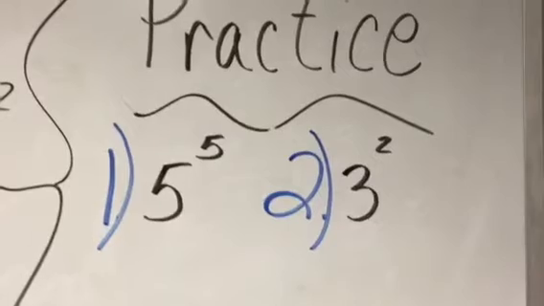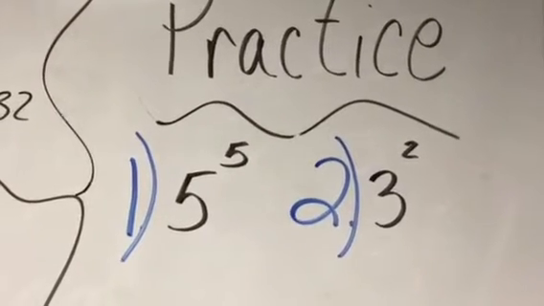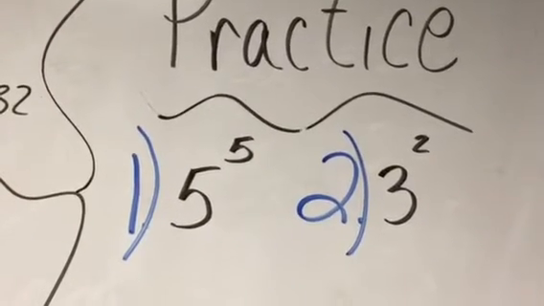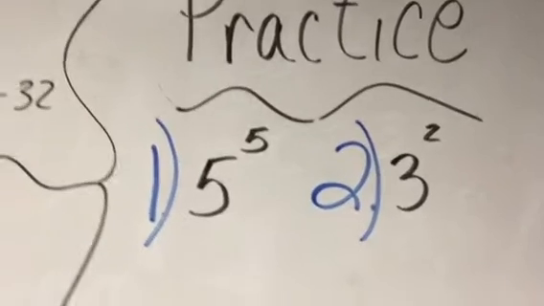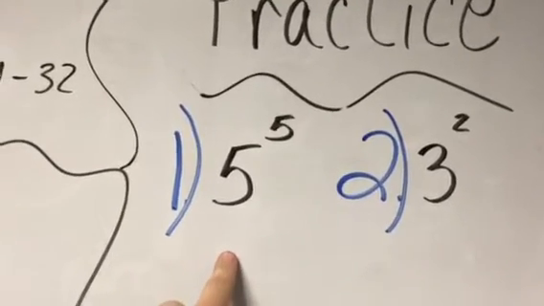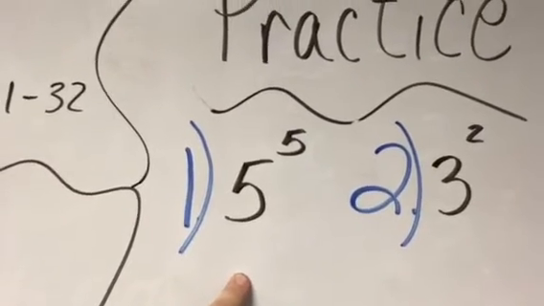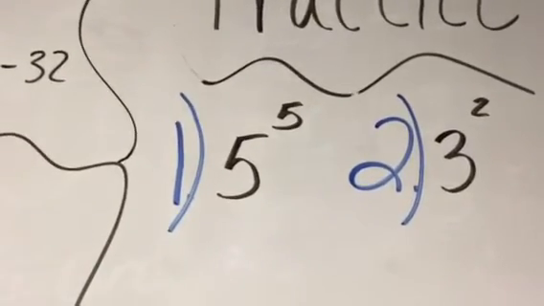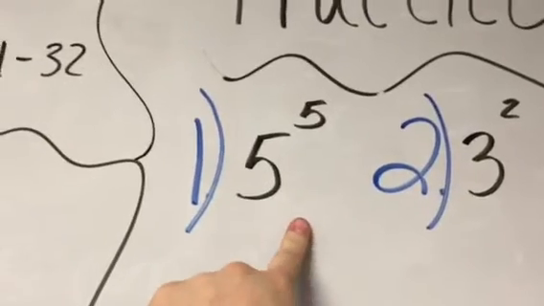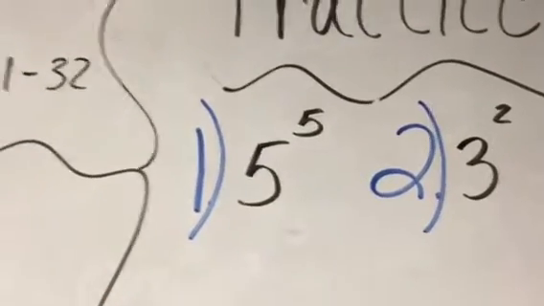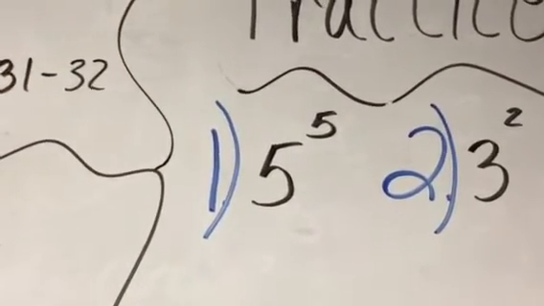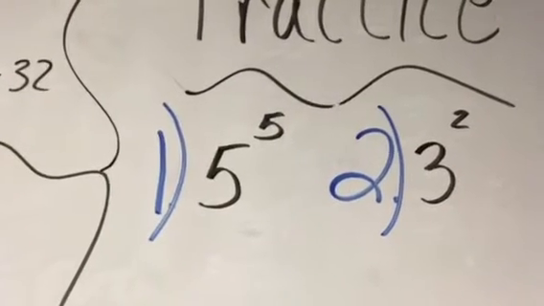All right, let's do some practice. Here are 2 problems, 5 to the 5th power and 3 squared, or 3 to the 2nd power. I'd like you to tell me what the expanded form is. I'm sorry, I just made a mistake. These are in exponential notation. I want you to write it in expanded form and then in standard form. Pause the video and see if you're correct.